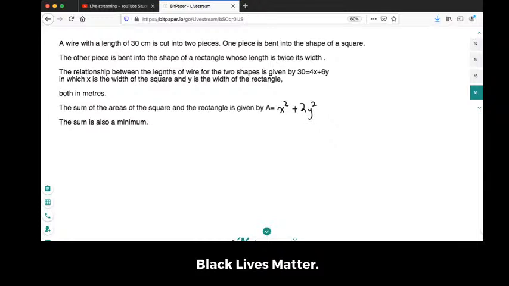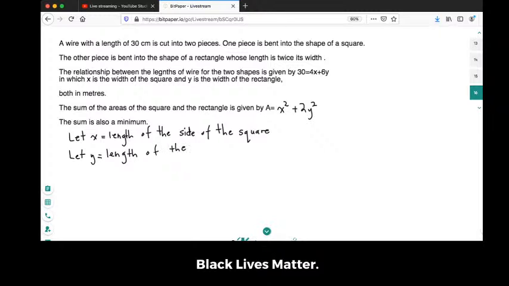So how do we solve this type of question? Well, first we need to make our let statements. If we remember back to grade 9, we always have to have our let statements. So let x equal the length of the side of the square. And we're going to let y equal the length of the width of the rectangle. Takes forever to write this, sorry guys.